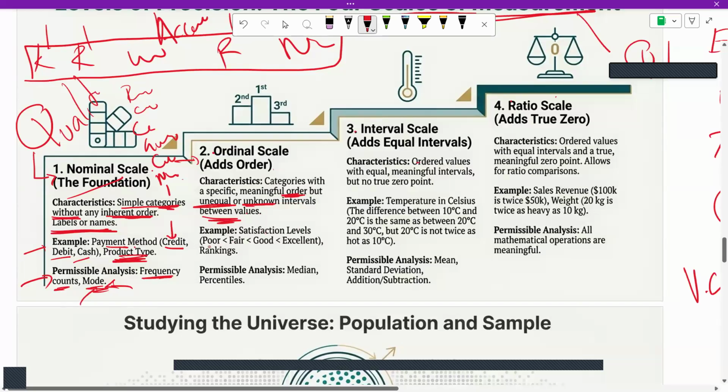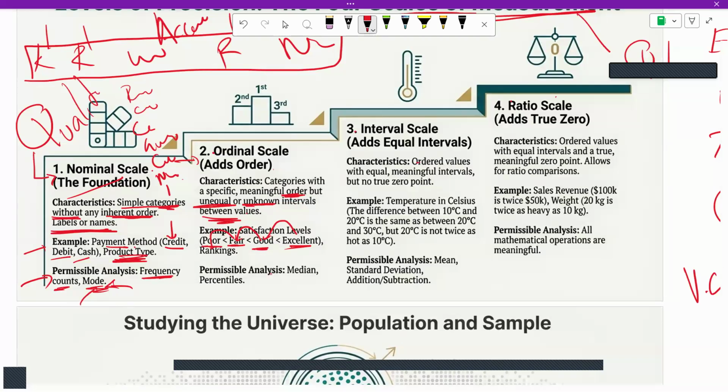Example, satisfaction level: poor, fair, good, excellent. Right? The fair is better than poor. Good is better than fair. Excellent is better than good. But we don't know the distance between them.